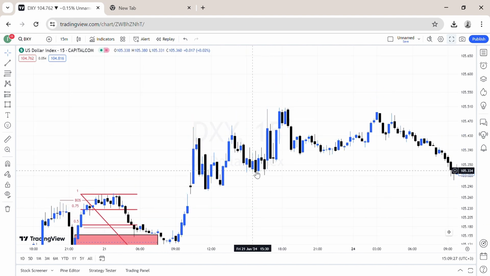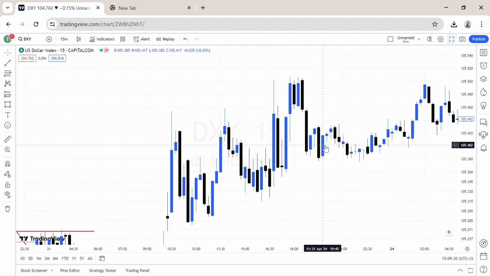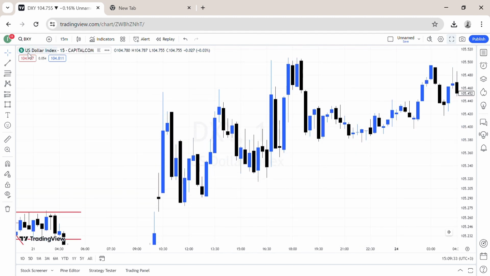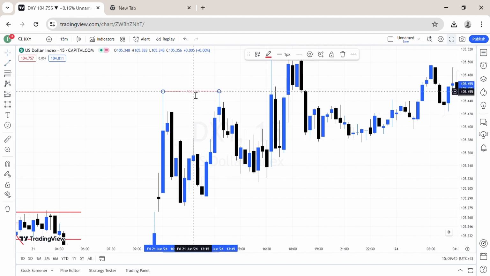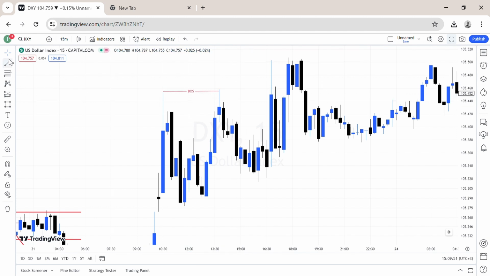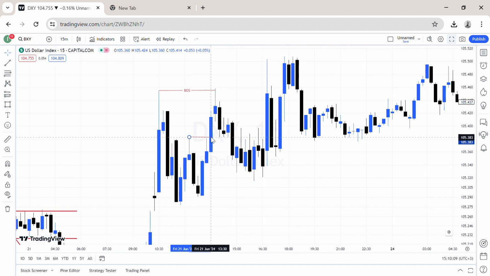I can see another example right here. Okay, this is another example. It's very, very simple to see this. When you see that, that was a break of structure right there. That was a break of structure, or you can consider this as a break of structure as well. This one, you can consider this as a break of structure as well. So this is another break of structure. It depends on how you understand this.